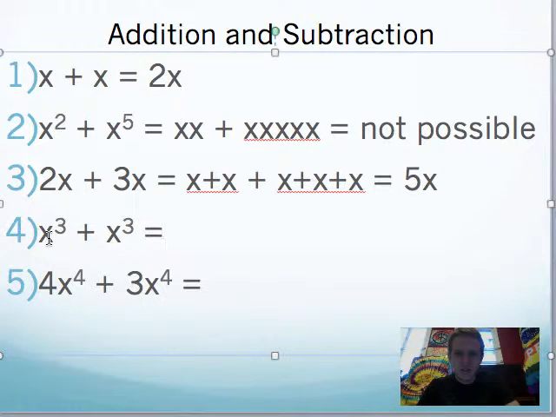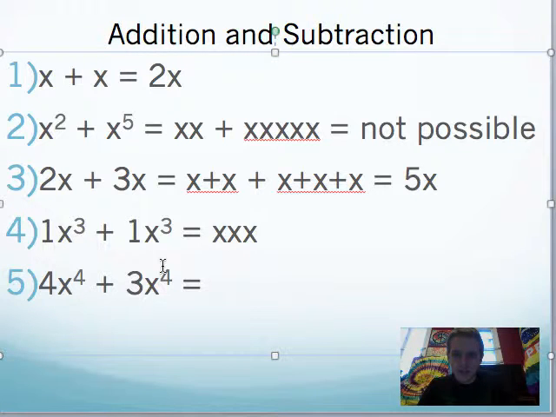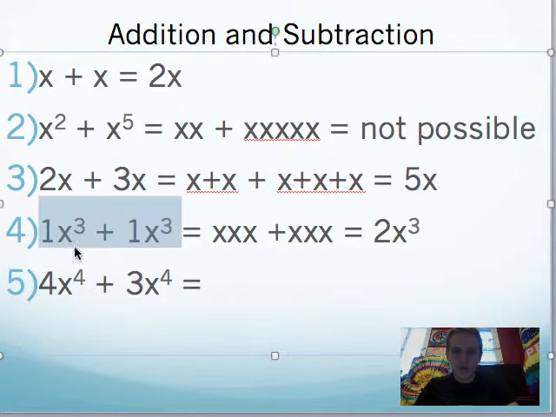But this next one, x cubed plus x cubed, so the coefficients aren't written there, but if they're not written, you can always assume that they're 1. So we've got one group of x cubed, which is x times x times x, and we're adding another group of x times x times x. So they've got the same exponent group right there. You can add the coefficients, 1 plus 1 equals 2, and keep that same term on there, x cubed. So 2x cubed would be the answer to this expression right there, simplified version.